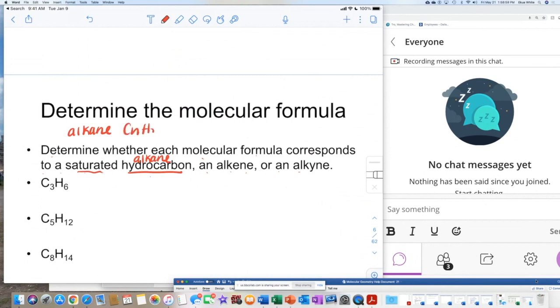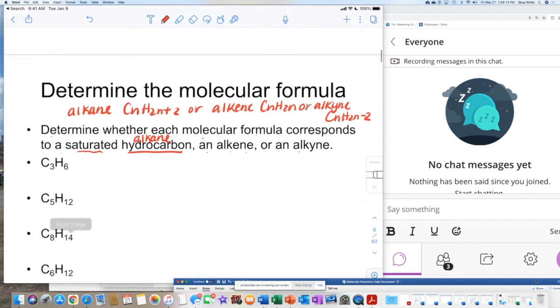Remember, CnH2n plus 2. Or is it an alkene? CnH2n. Or alkyne? CnH2n minus 2. Okay, so we're going to compare these, right? The easiest one I like working on is the alkene because all you're looking for is the second number being double of the first, right?